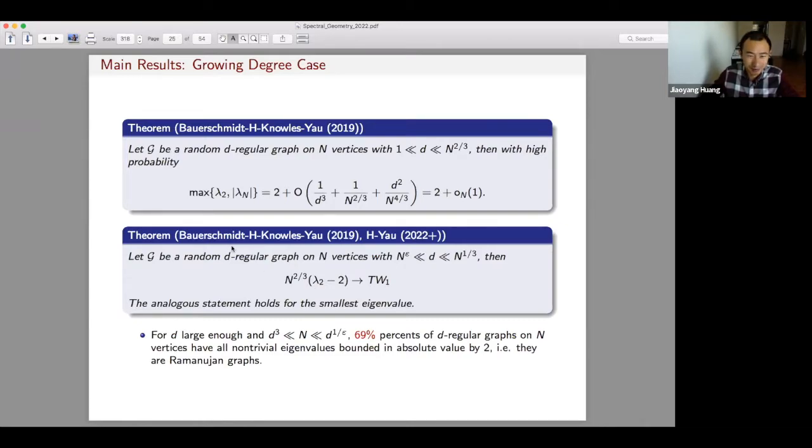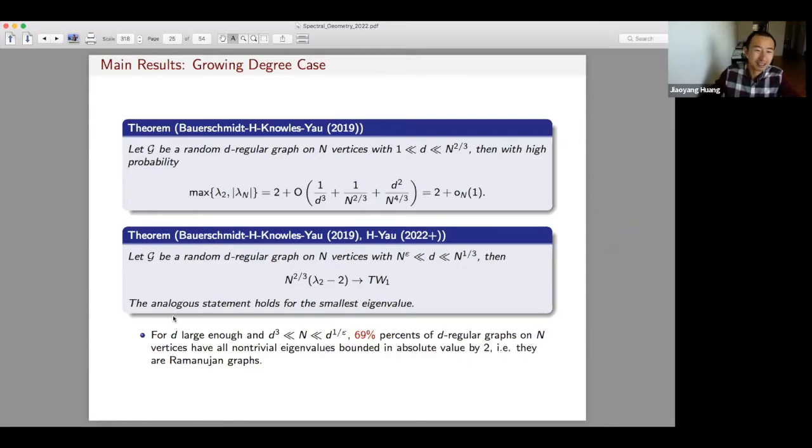This was first proven in joint work with Roland, Ati, and Yao, where we required d to be bigger than n to the 2/9. And in ongoing joint work with Yao, we can push it to any n to the epsilon. Here we need to further restrict d to be smaller than n to the 1/3. That is because if lambda 2 converges to the Tracy-Widom distribution, it will concentrate around 2, and the error will be smaller than n to the minus 2/3. For this error to be smaller than n to the minus 2/3, we need d to be much smaller than n to the 1/3. That's why we get this constraint.